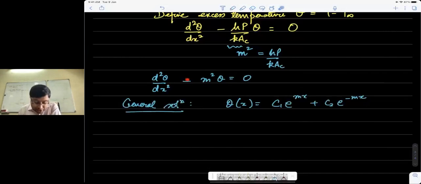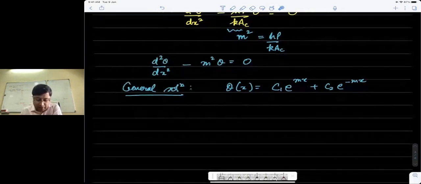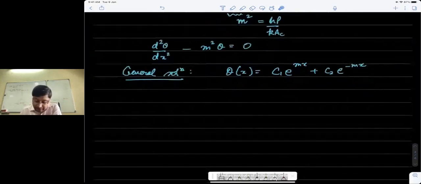Interestingly, if you had this to be a positive sign, then you get an equation for simple harmonic motion where the solutions become cosine and sine, which we'll also look at very shortly, in another problem. Okay, so we have two constants here, C1 and C2, and we need to determine C1 and C2 using two boundary conditions.